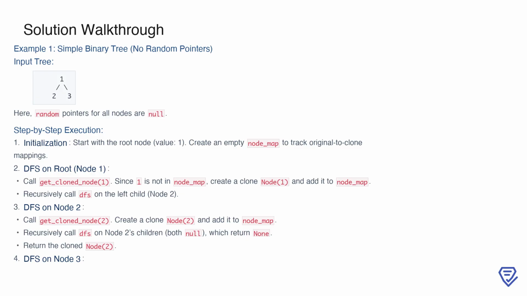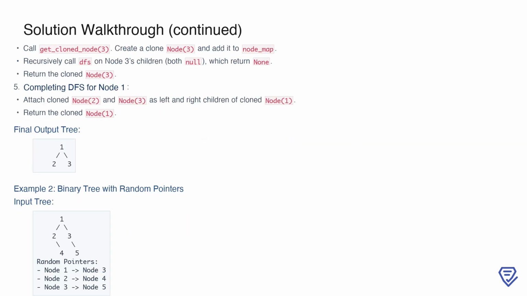Similarly, we perform DFS for node 3, creating its clone and adding it to the map. After processing both children of node 1, we attach the clone node 2 and node 3 as the left and right children of the clone node 1, completing the cloning process for this tree. The final output tree is identical in structure to the input tree, with nodes 1, 2, and 3 cloned and connected appropriately. Now, let's explore a more complex example where the binary tree also contains random pointers.